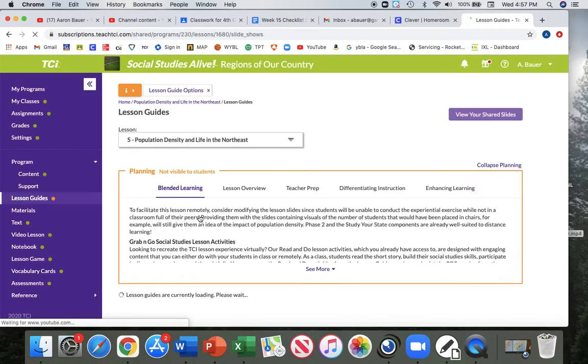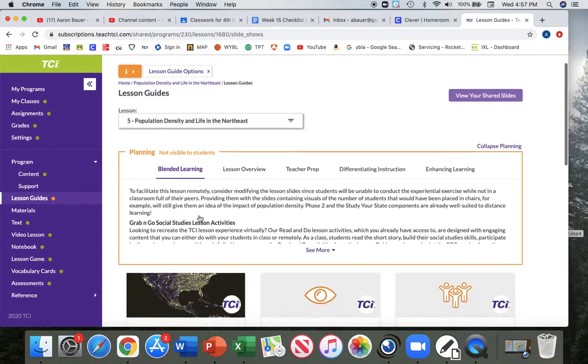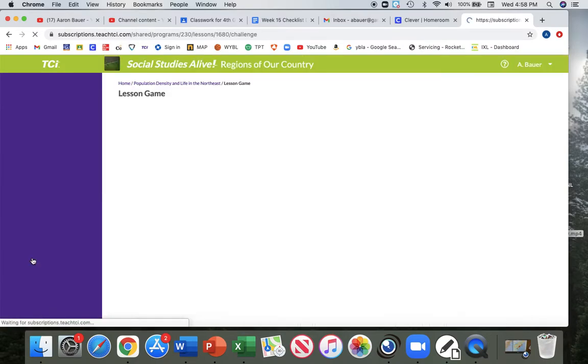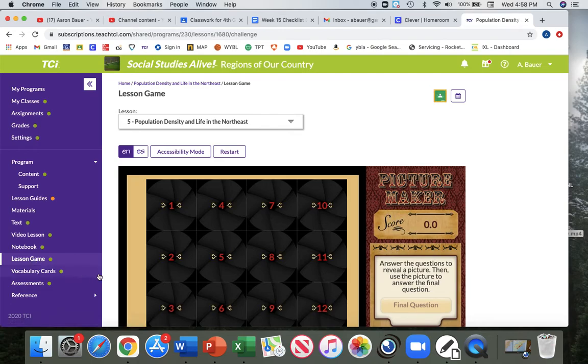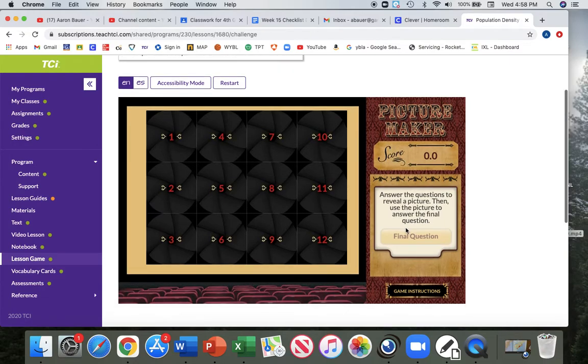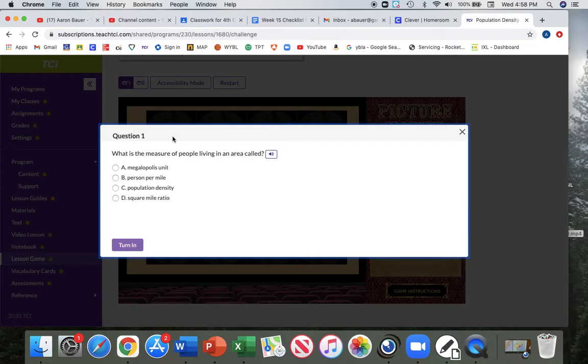I'm going to go to the opportunity for us to play our game. We're going to go to the place where it says Lesson Game here on the left toolbar. When you click on that, you're going to have this little game that looks a lot like mine. Answer the question to reveal a picture, then use the picture to answer the final question. So we got to get these right to be able to get the pictures.